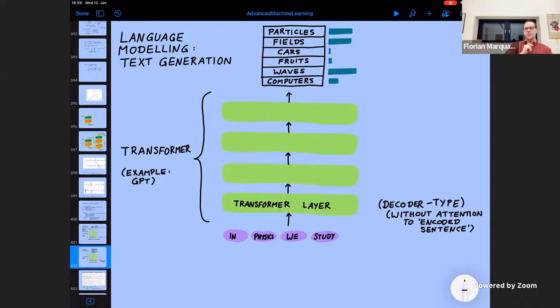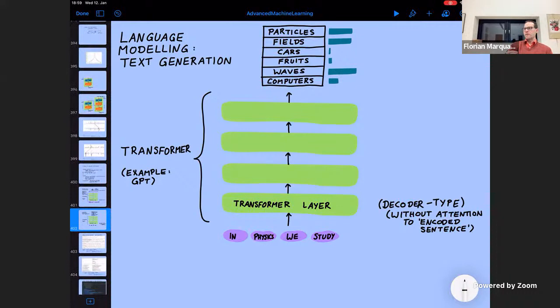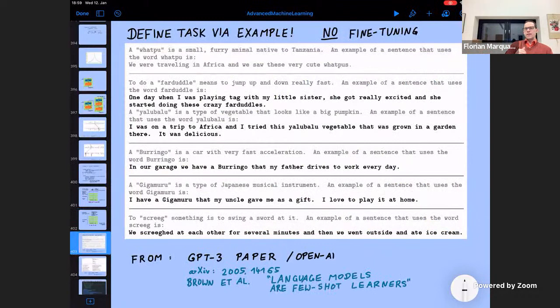And now something quite amazing happens. You have trained this, it's basically trying to complete your sentences. And now you can feed in the description of a task simply as plain text, by giving, for example, a few examples of what you wanted to do. And from these examples, it starts to understand what it is that you wanted to do. And then afterwards, it can actually do it. So this was first pointed out in this very nice paper about language models being few-shot learners.